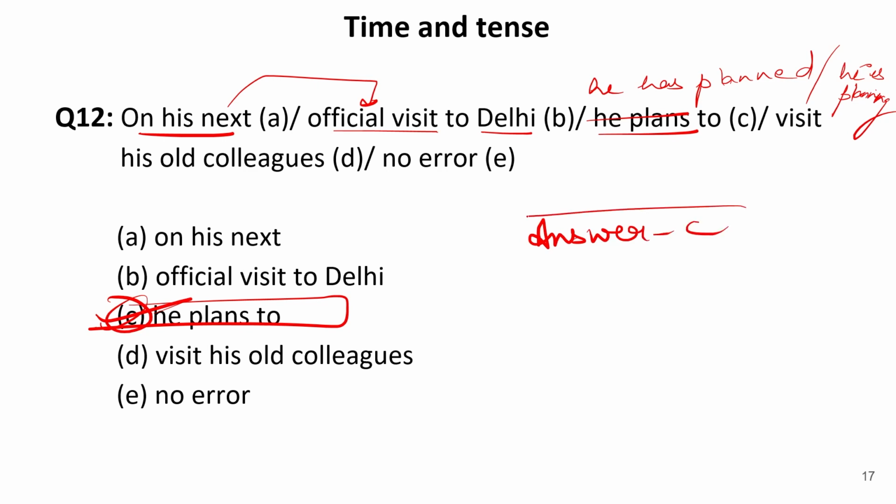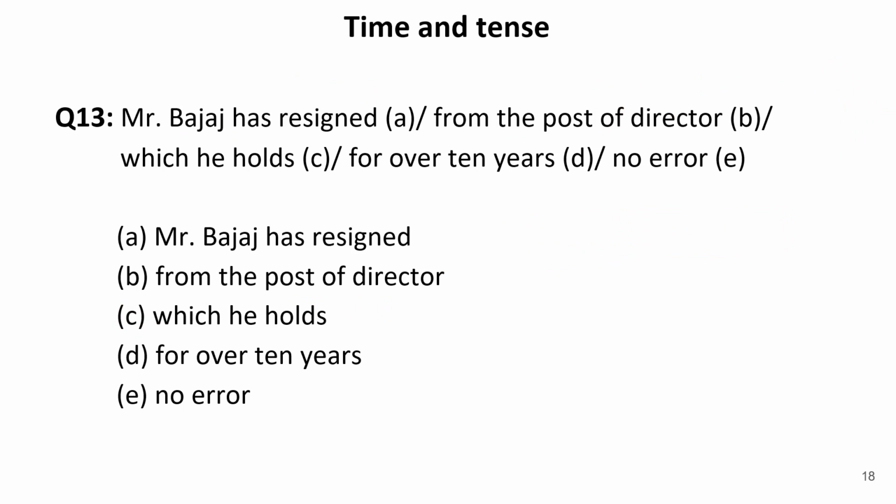That will be correct, because the sentence which is given to us is not correct grammatically. In fact, this "he plans" should be replaced with some other phrase. Now let us move to the next one. Mr. Bajaj has resigned from the post of director, which he holds for over 10 years.